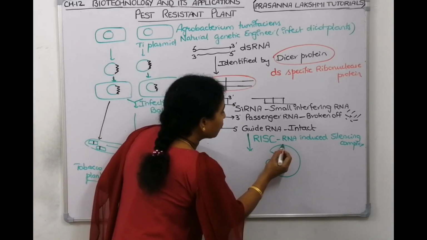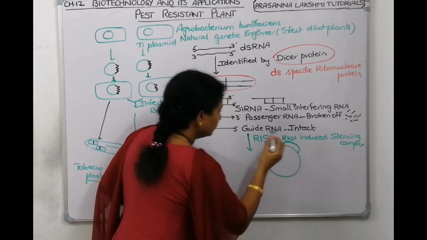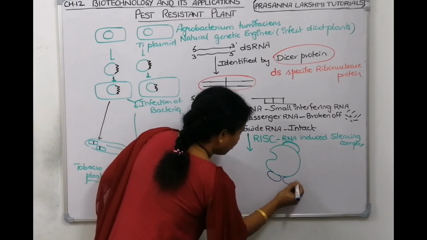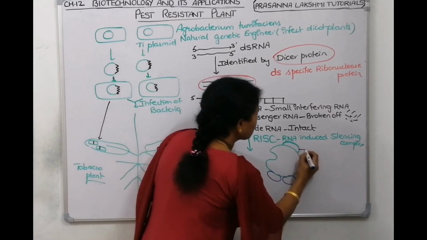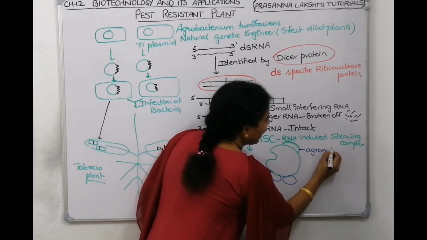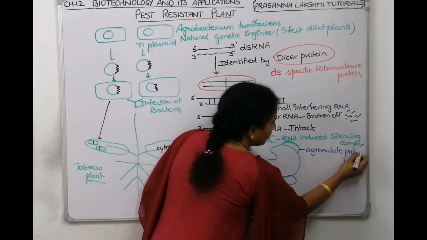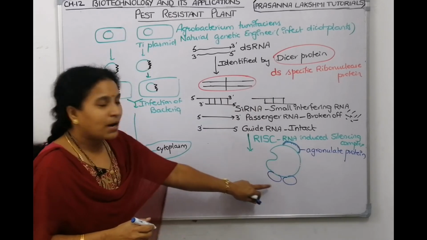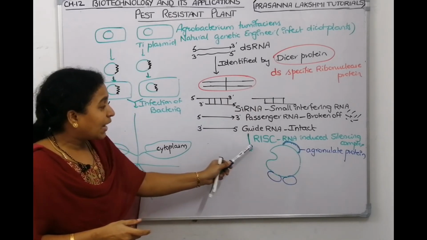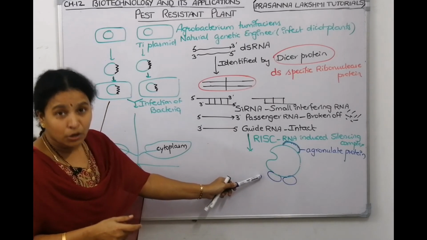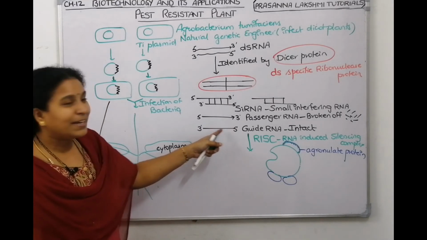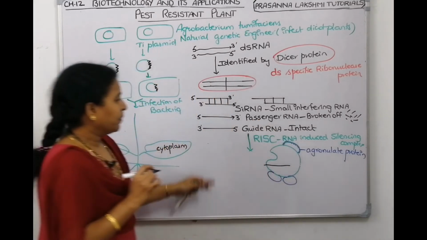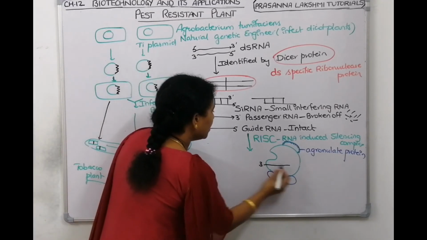In that, it has a protein here, one protein there, and another protein here. This protein, which is very important, is called the Argonaute protein, and these two are the other proteins. Now, what will this RNA induced silencing complex do? It will take the guide RNA inside. It took the guide RNA, which is 3 to 5.